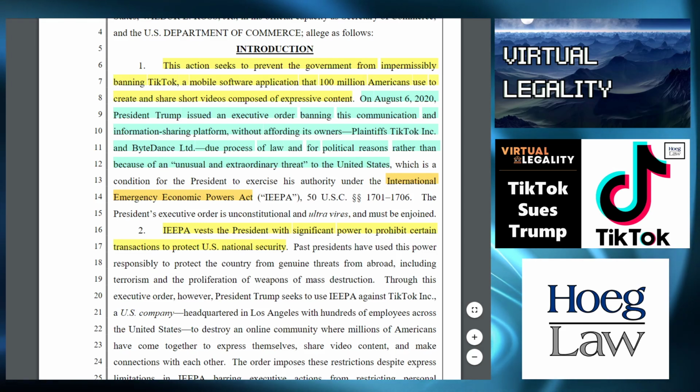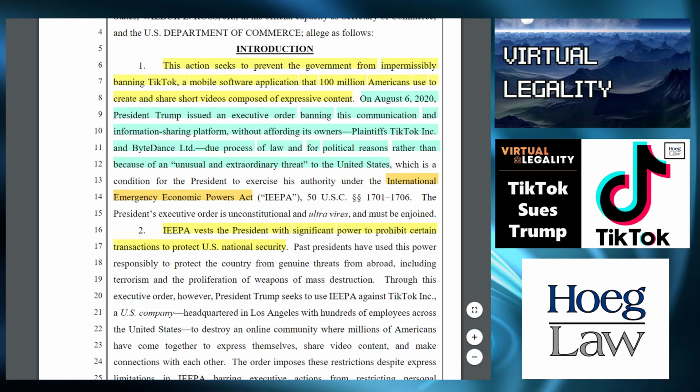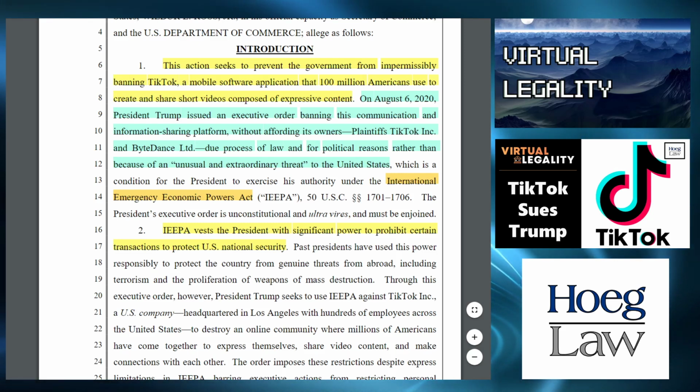On August 6th, 2020, President Trump issued an executive order banning this communication and information sharing platform without affording its owners, plaintiffs TikTok Inc. and ByteDance Limited, due process of law and for political reasons rather than because of an unusual and extraordinary threat to the United States, which is a condition for the president to exercise his authority under the International Emergency Economic Powers Act, or IEEPA. And they say that IEEPA vests the president with significant power to prohibit certain transactions to protect U.S. national security. So that is the introduction to all of this.